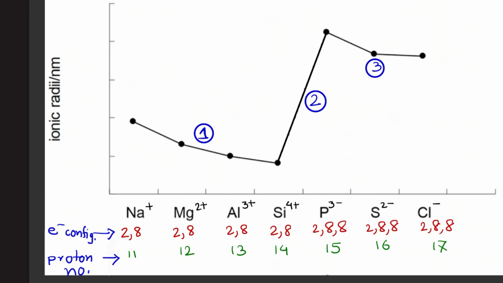As we go from the silicon ion to the phosphide ion, there is an increase in ionic radius because the phosphide ion has one more shell than the silicon ion. And then as we go from phosphide to chloride, the ionic radius again decreases because all these three ions have the same electronic configuration, but their proton number is increasing, their nuclear charge is increasing, and greater attraction means the ionic radius again decreases.